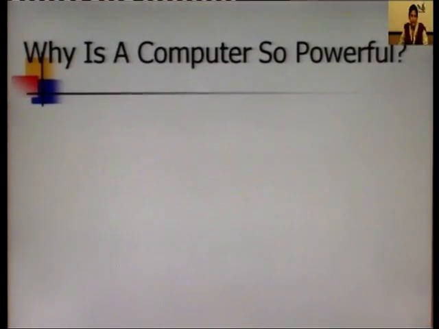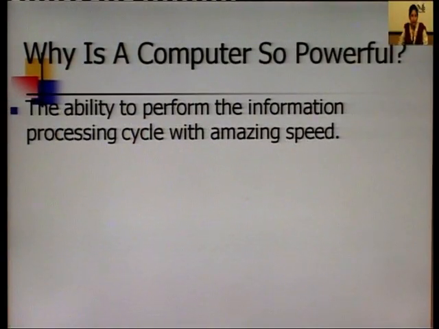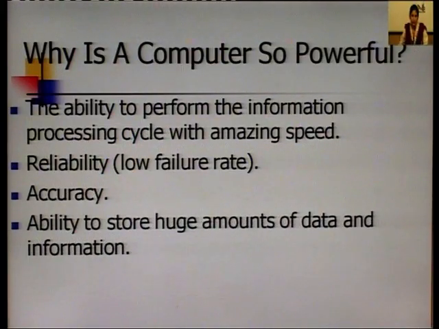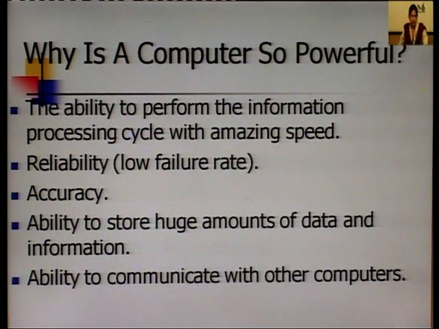Now, why is a computer so powerful? First, the ability to perform the information processing cycle with amazing speed. It means in a short period of time we can do multiple operations. Then reliability, a low failure rate, which means whatever we want to do is reliable. Then accuracy, the ability to store a huge amount of data and information in storage devices. And the ability to communicate with other computers through a network.